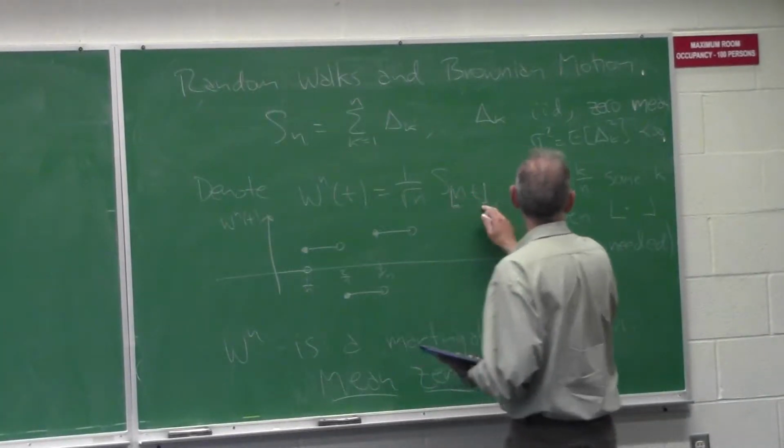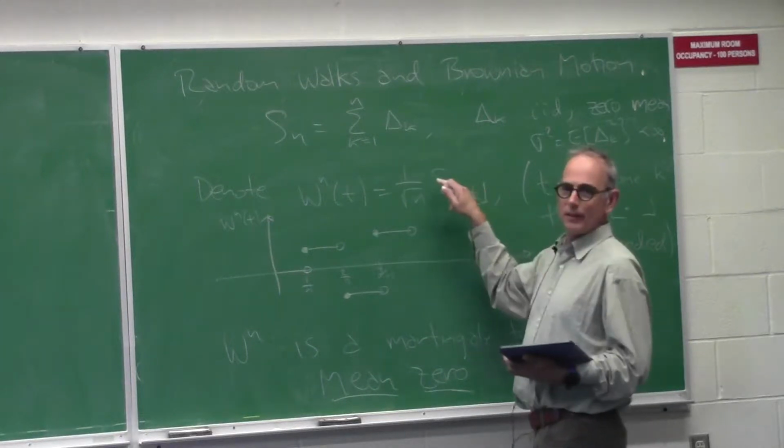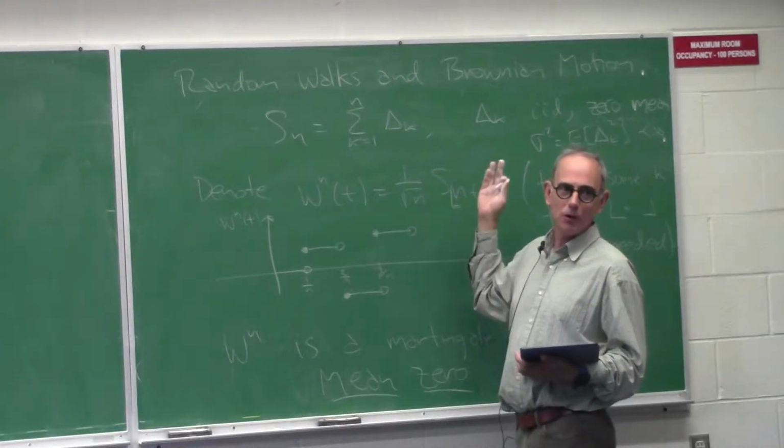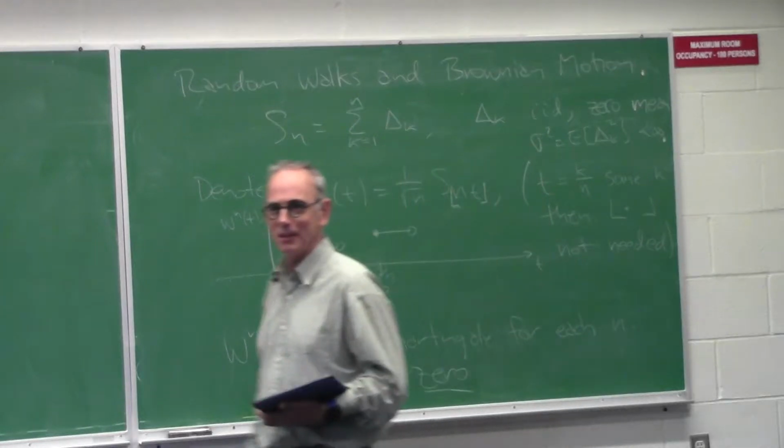Well, not too hard, right? Because n times t is equal to k, right? And then I have 1 over square root of n. I square that, I get 1 over n. I should be able to do this in my sleep, right?